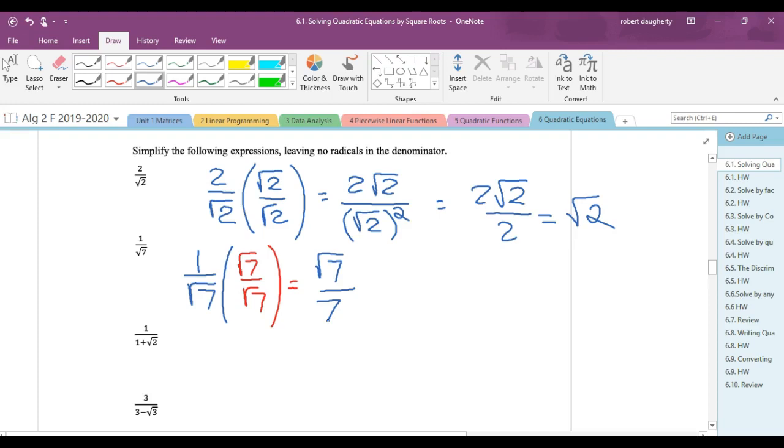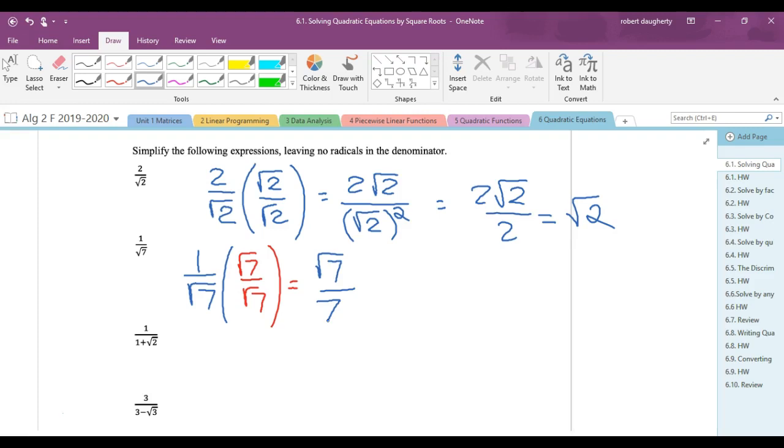I heard several things there. The square root of 7 times the square root of 7 is 7. Okay? It's the square root of 7 squared. If you take the square root of something and then you square it, you haven't changed anything. These are inverse operations. Okay? So the square root of 7 times the square root of 7 is 7.